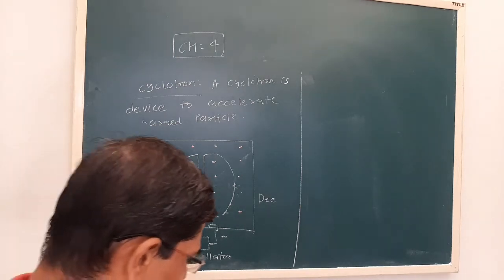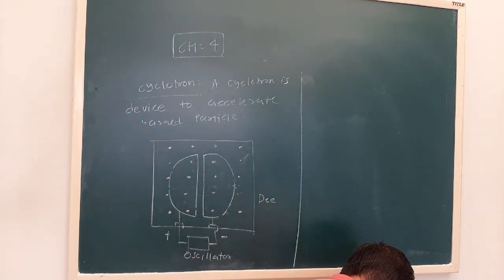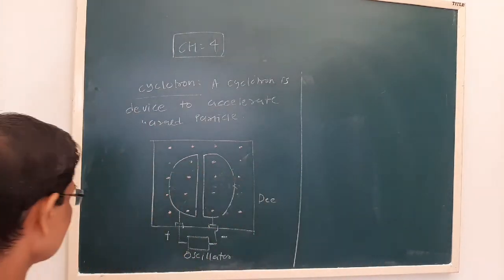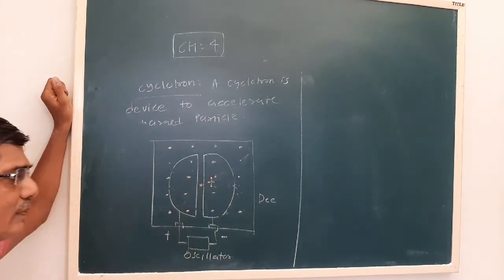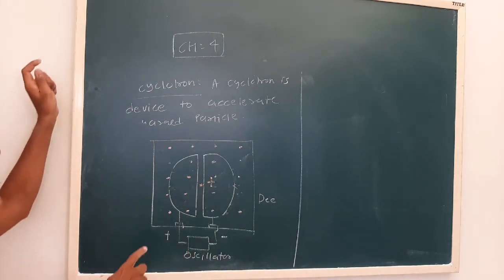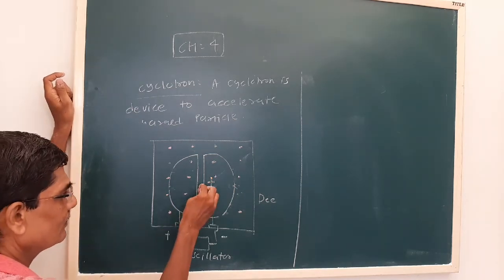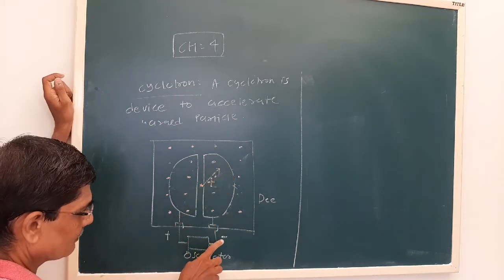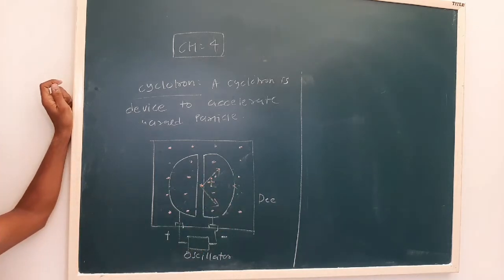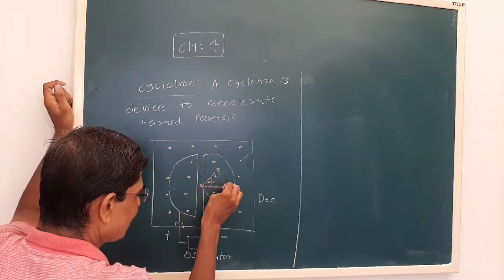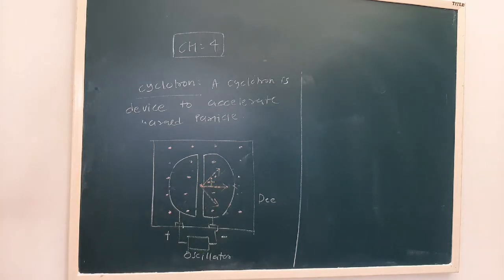Now how does it accelerate the charge? Let us say a positive charged particle is placed here. Between plus and plus there will be a repulsive force. Between plus and minus there will be an attractive force. What is the resultant force? Force is a vector quantity, so the direction will be like this.